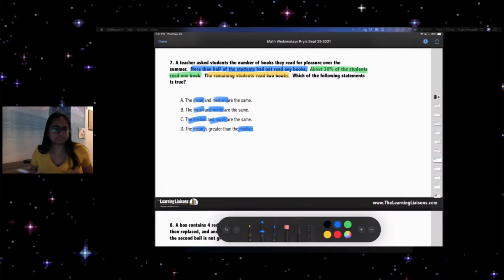Well, these are all words that I know. And I know that I need numbers to actually be able to solve this stuff. But I don't see any numbers. Where am I getting my numbers from? Well, did they tell us how many students are in the class? I'm double checking and I don't see any. Did they tell us any specific numbers? Like 3 kids read 2 books or 5 kids read 0 books? No, they just gave us more than half, about 30, remaining. That's not enough information. Well, that means we have to come up with a little bit on our own.